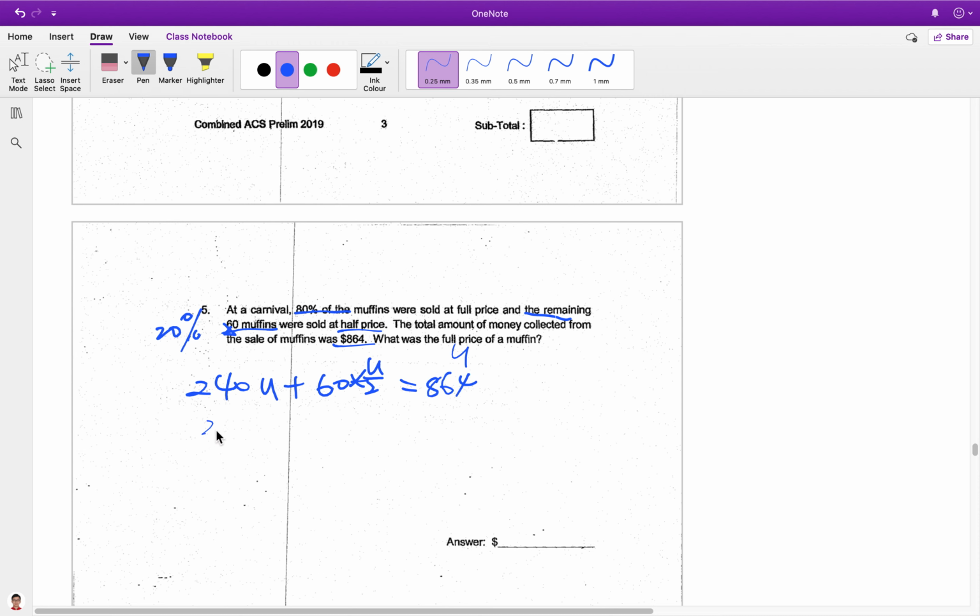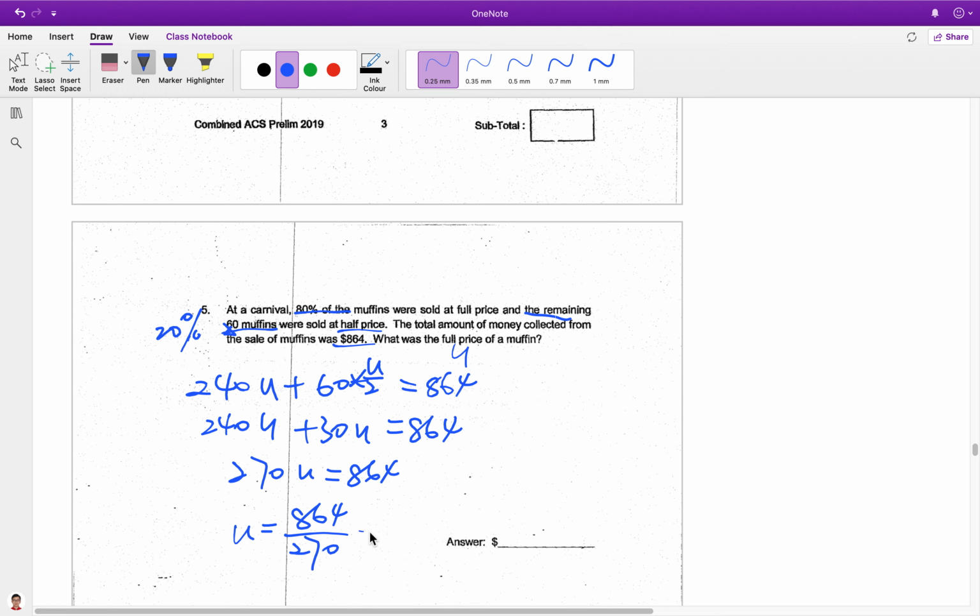So what is the total sale? 864, right? 240U plus 30U. So 270U equals 864, right? So here U equals 864 divided by 270. So this gives 3.2.